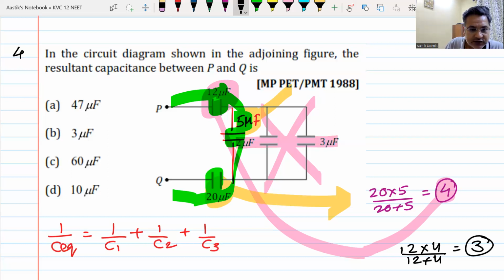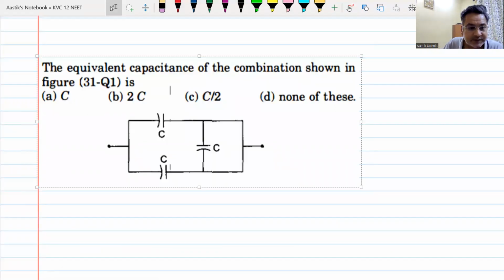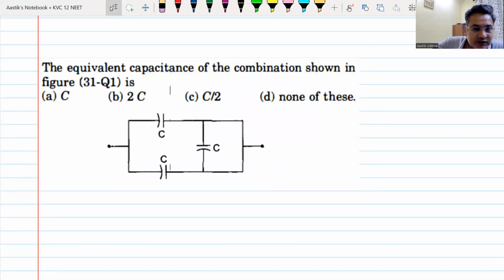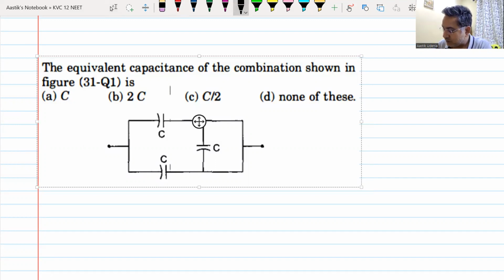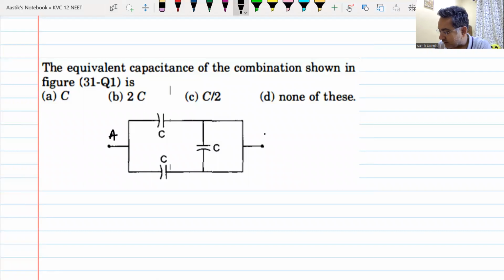Can you move on to the next question? Yes, sir. This is again a question taken from SCV, and I hope you can give me the answer for this one. The equivalent capacitor of the combination. From where to where it is not given, so you can take this point as A and this point as B. You have to find the equivalent capacitance between A and B, and I'll give you 2 minutes to do that.